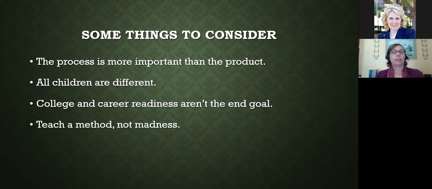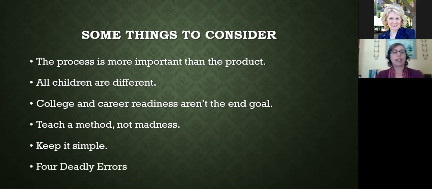All right. Another goal to go through is teach a method, not madness. And I am going to go into that a little bit more. We don't want chaos when we're teaching writing, jumping around from curriculum to curriculum. You can create your own curriculum or you can follow a method. I prefer some particular methods over others, but you need to find something that works for you and stick with it. All right, but keep it simple. You definitely want to keep it simple. You don't want to make something so difficult that you lose the joy in it. And I'm also going to go over briefly 4 deadly errors of teaching writing to your children.